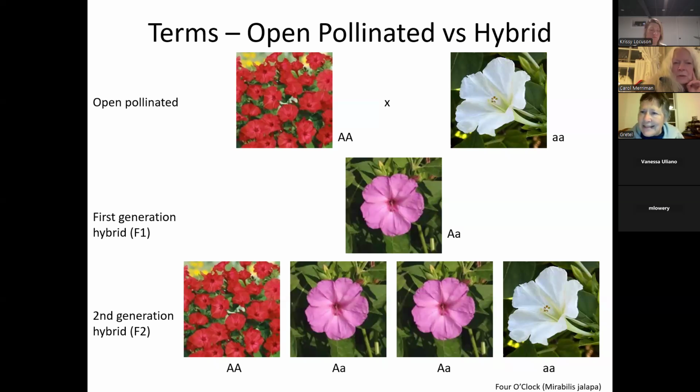When you are saving seeds, this can matter a lot. If you are breeding the species, it's irrelevant. Species are open pollinated. You breed two of the species, you get a species. But when you're starting to talk about the cultivars, if you wanted to breed true, you need to start with open pollinated plants.